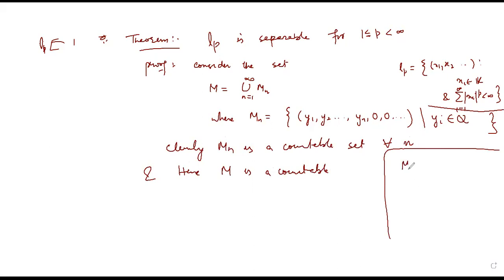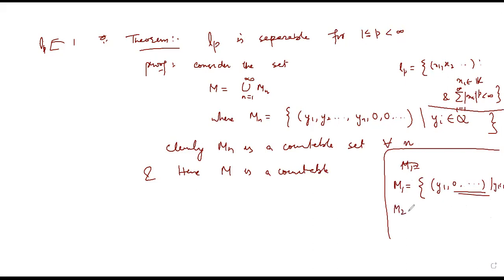अगर मैं M1 लूंगा, M1 का मतलब ऐसी सीक्वेंसेस इस टाइप का y1, फिर उसके बाद 0 0 0, yi's are rationals. So ये तो इतनी ही सीक्वेंसेस होंगी जितने रैशनल नंबर्स, क्योंकि बाकी सारे जो इसके कोऑर्डिनेट्स या जो इसकी टर्म्स हैं वो फिक्स्ड हैं. So M1 is countable.